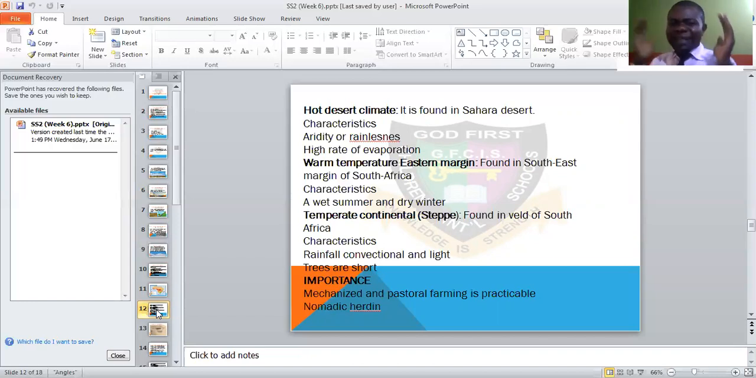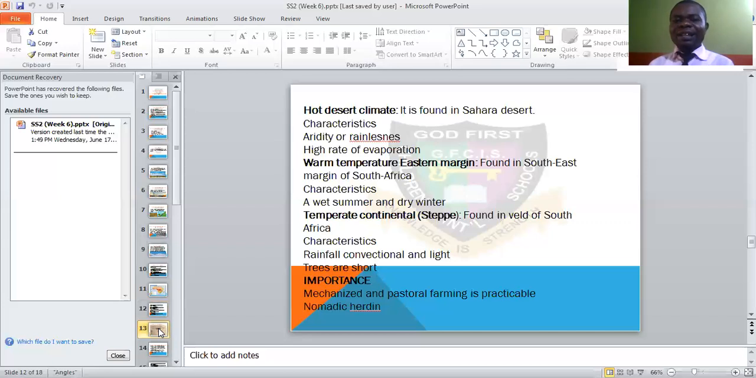Then another one is temperate continental or steppe. This one is found in the belt of South Africa. It has convectional rainfall, and it is light. It's not heavy. I've discussed what convectional rainfall means. Then what is the importance of this? Mechanized and pastoral farming is practicable, because you have grasses there. Nomadic herding too is possible in that area.